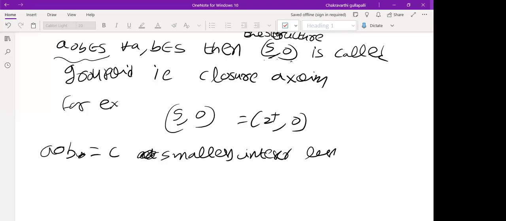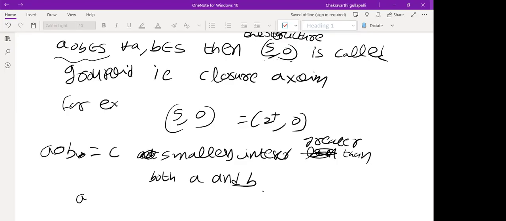greater than both A and B. We said it is a binary operation. Earlier we have seen this example: the smallest integer greater than both A and B is binary. So A circle B is equal to C, which is unique. Therefore, this Z plus along with the circle is an algebraic structure.